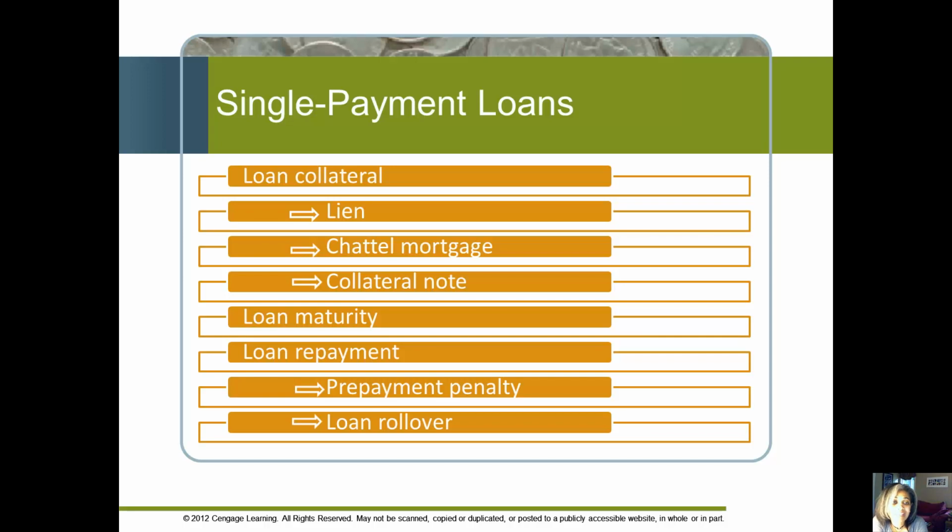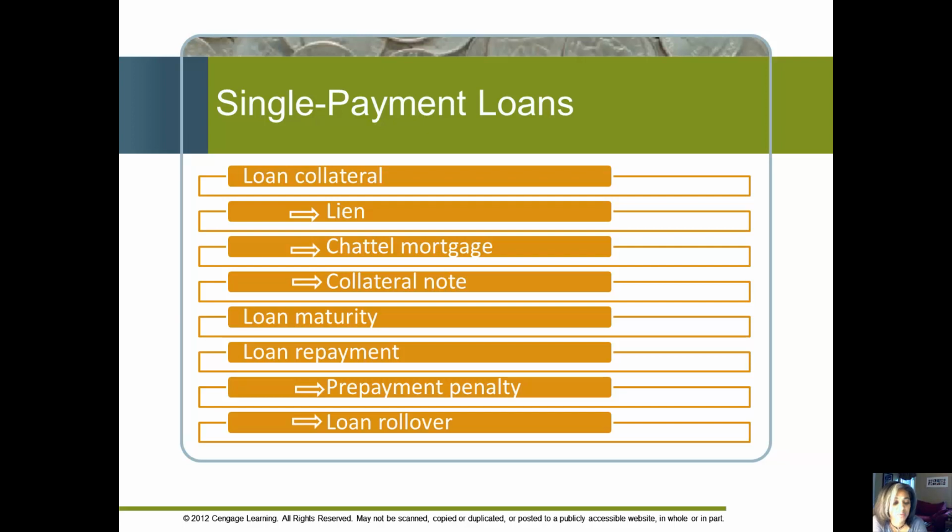Now let's talk about single payment loans. There may be a collateral required, like a lien against some property that you own or some sort of mortgage or other contract. You need to know something about the maturity on the loan. When is the full amount due? And what are the repayment particulars? So is there a penalty?